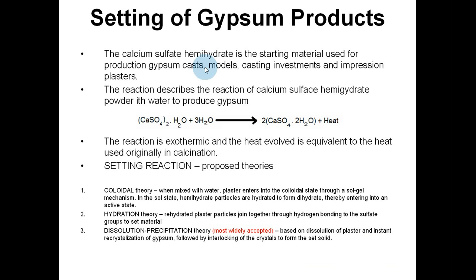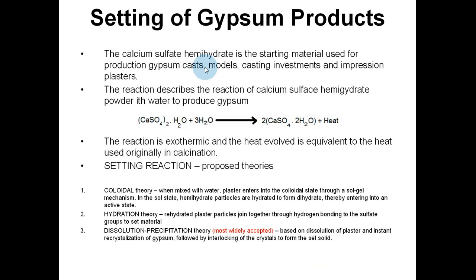The setting of gypsum products. The calcium sulfate hemihydrate is the starting material used for the production of gypsum casts, models, casting investments, and impression plasters. The reaction describes the reaction of calcium sulfate hemihydrate powder with water to produce gypsum. The reaction is exothermic and the heat evolved is equivalent to the heat used originally in calcination. The setting reaction: these are the proposed theories.